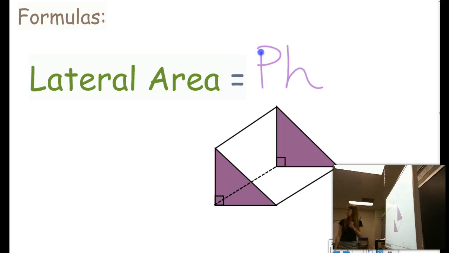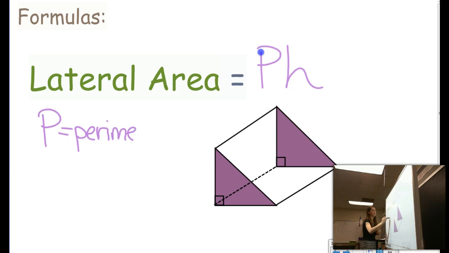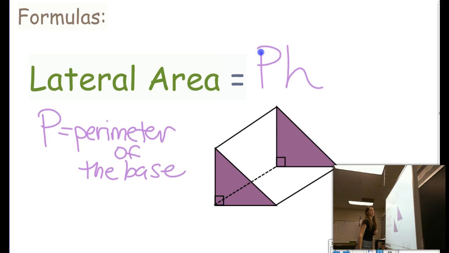Lateral area equals. It does need to be a capital P because capital P stands for perimeter of the base. So capital P from now on, don't ask me, what does P stand for? It stands for perimeter of the base. So you either need to write it in your notes or just memorize the capital P stands for perimeter of the base. Okay, so that's how you find the lateral area.